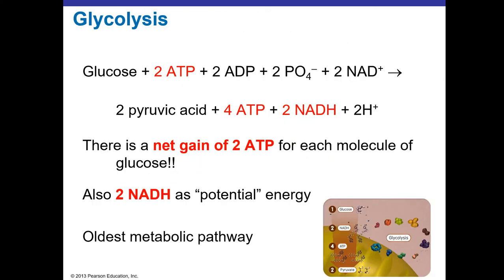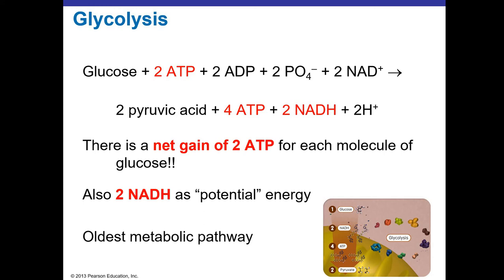However, we have to think about our bookkeeping. We had to spend 2 ATP to get things started. So when we look at this and we've generated our 2 pyruvic acid, our 4 ATP, and our 2 NADHs, we only have a net gain of 2 ATP because we have to subtract out the 2 ATP that we initially put in. But we still have 2 ATP as our net gain, and we also have our 2 NADH molecules as potential energy.